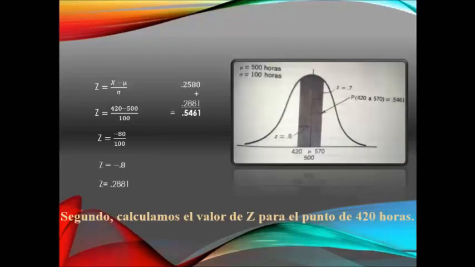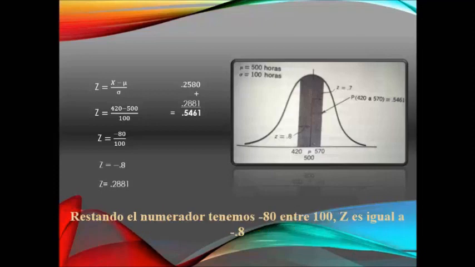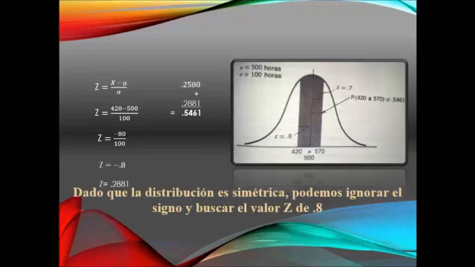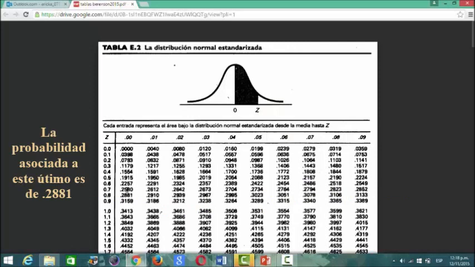Second, we calculate the Z value for the point of 420 hours. Z is equal to X, in this case 420, less mu, that is 500, divided by sigma, which is 100. In the numerator, we have minus 80 divided by 100, so Z is equal to minus 0.8. Since the distribution is symmetric, we can ignore the sign and look up the Z value of 0.8. The probability associated with this value is 0.2881.